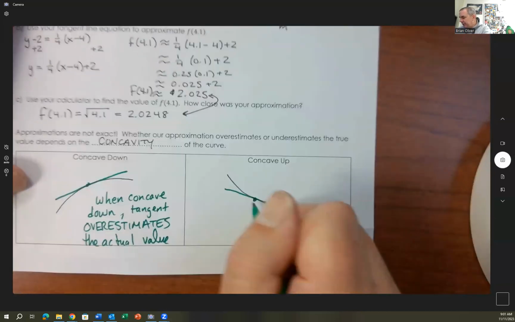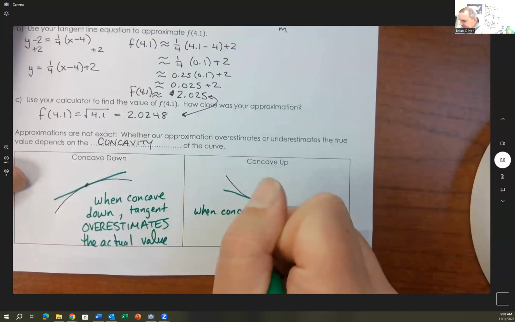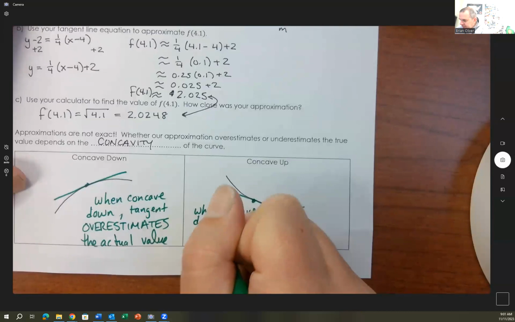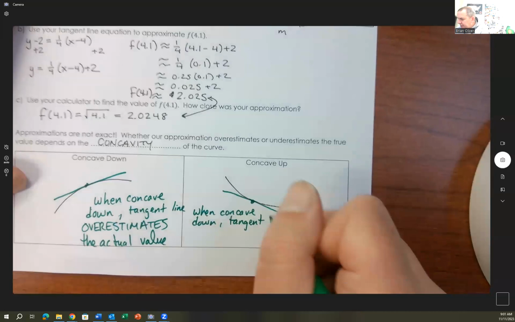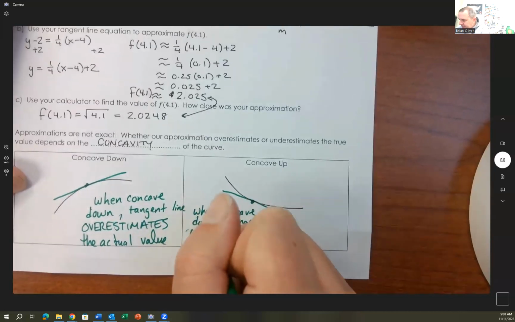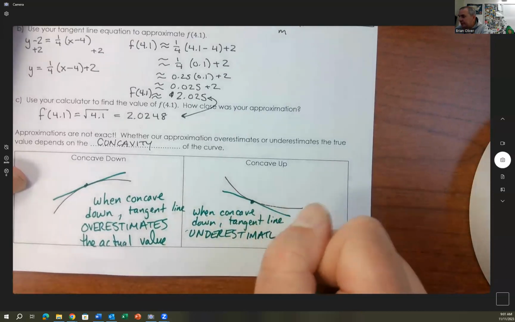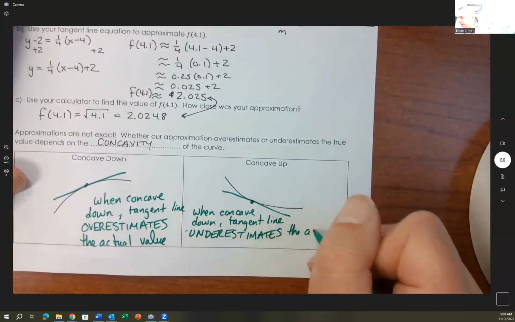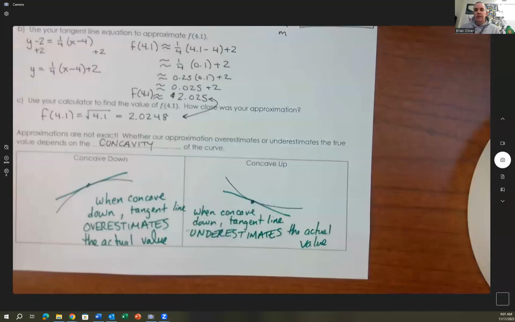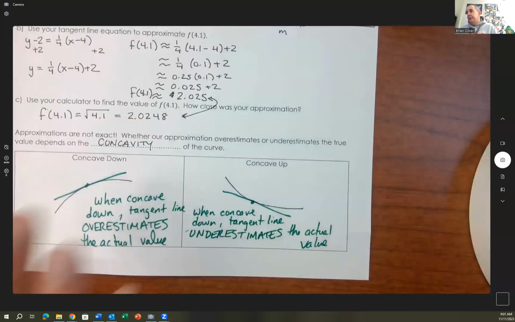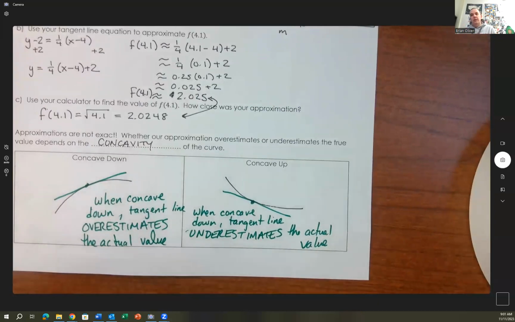When I look at a concave up, the tangent line is under it. So when we are concave up, the tangent line underestimates the actual value. And this is one of those things where you're either going to be told about it or eventually we're going to be able to determine it ourselves. So this is the next step. When we do an approximation, we also have to say, is the approximation an over or an underestimate?